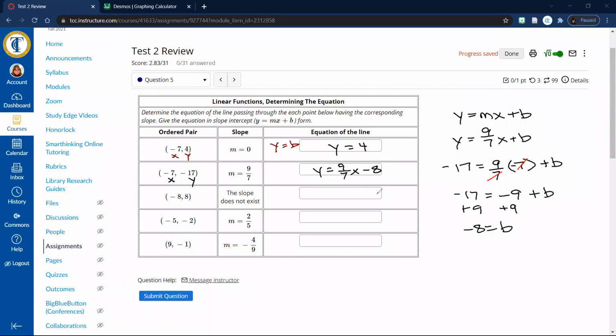Now you don't have to use y equals mx plus b. You can also use the point slope formula, and we'll use that on one of these down here. What about the third one? If our point is (-8, 8) and the slope does not exist, what is the equation of our line? X equals -8. Yeah, it's x equals -8. So if the slope doesn't exist, we're dealing with an x equals a equation, and we're just looking at the x value.